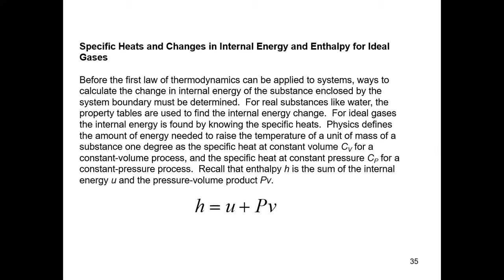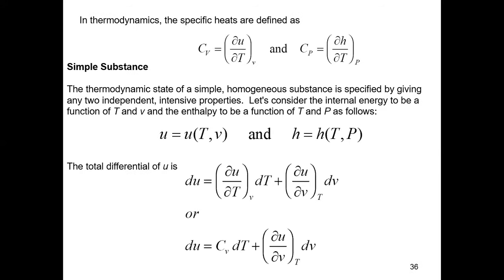Physics defines the amount of energy needed to raise the temperature of a mass of substance by 1 degree as the specific heat at constant volume, Cv, for a constant volume process, and the specific heat at constant pressure, Cp, for a constant pressure process. Recall that enthalpy is the sum of the internal energy and the pressure-volume product. So Cv is the change in internal energy with respect to temperature, delta U by delta T at constant volume, and Cp is the change in enthalpy, delta H by delta T at constant pressure.